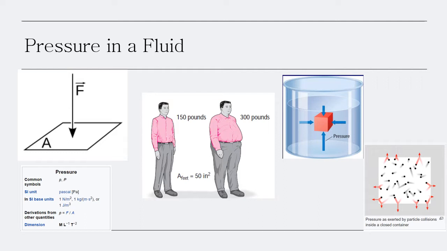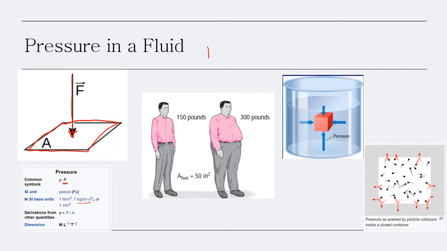Say we have an area here, and you've applied a force that is perpendicular to that area, then we can measure a pressure. The common symbol of pressure is a capital P, and the SI unit is the Pascal, which in other SI base units is 1 Newton per square meter, 1 kilogram per meter per second squared, or 1 joule per cubic meter.